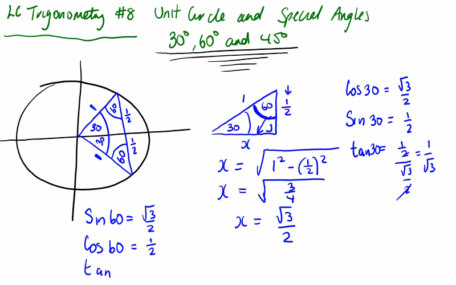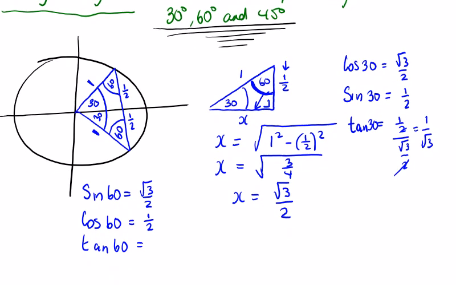And the tan of 60 is equal to o over a. So o is going to be the x, which is root 3 over 2, divided by the adjacent, which is 1 over 2. The denominators again cancel, and the tan of 60 is equal to root 3. So using the unit circle to set up how we find the ratios for cos of 30, sine of 30, tan of 30, tan of 60, and so on.